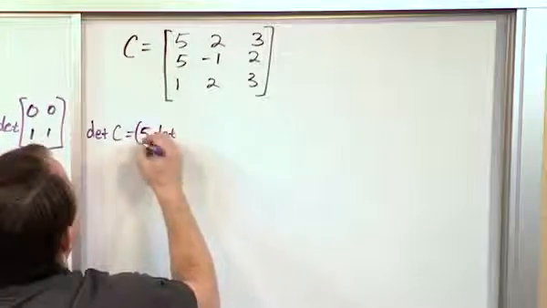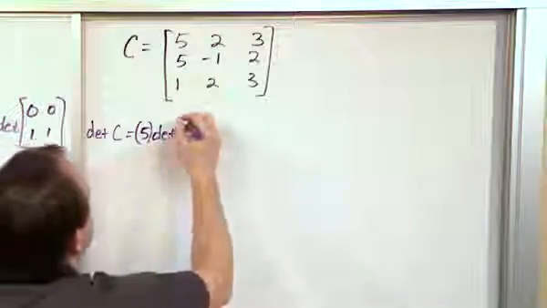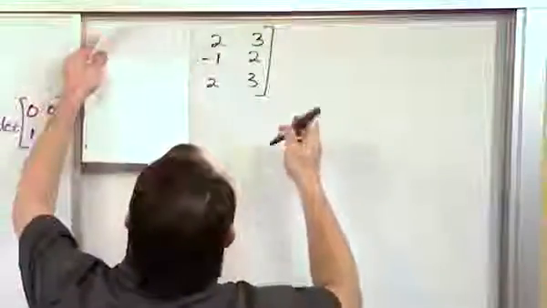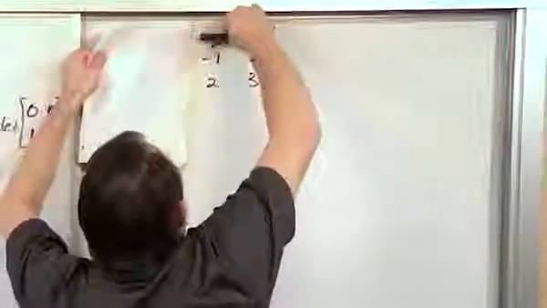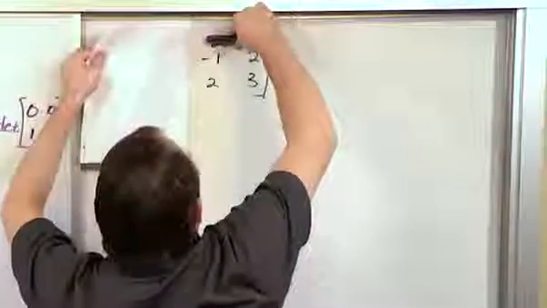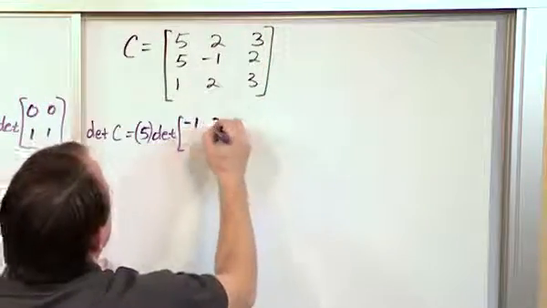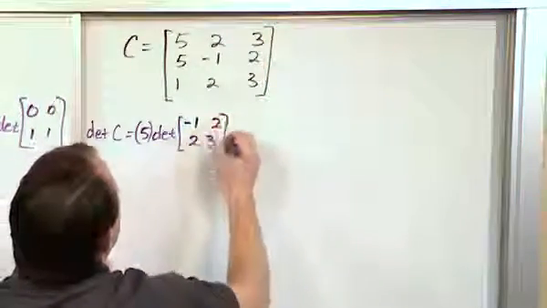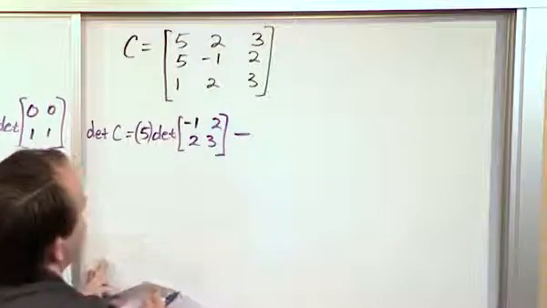determinant, and I'll put this in parentheses to keep it straight, times the determinant of the submatrix left over when we cross this guy and cross this guy. So we have negative 1, 2, 2, and 3. You have to remember the negative sign for your second term.